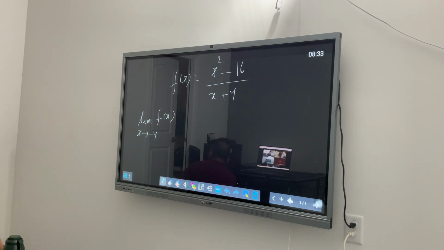So first, I knew that if we write x squared minus 16 as parentheses x minus 4, parentheses close, parentheses x plus 4, parentheses close.